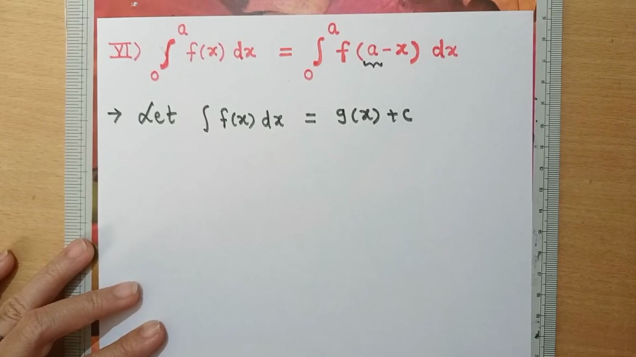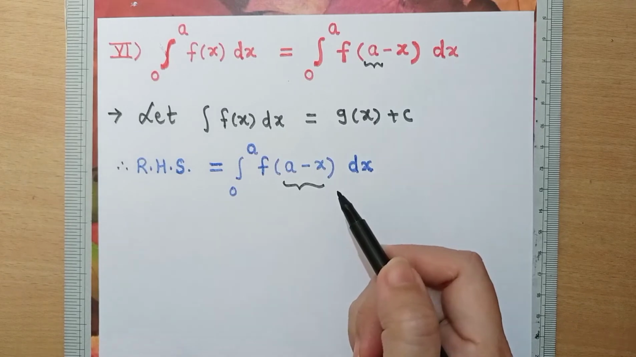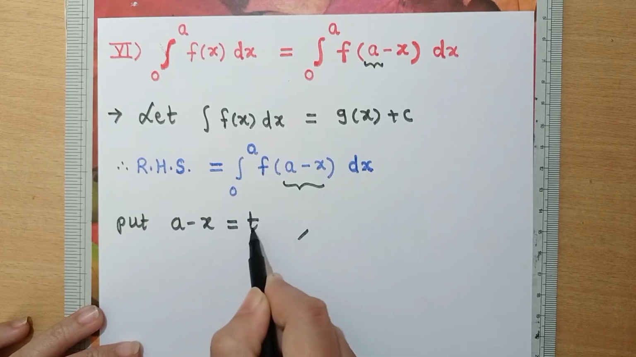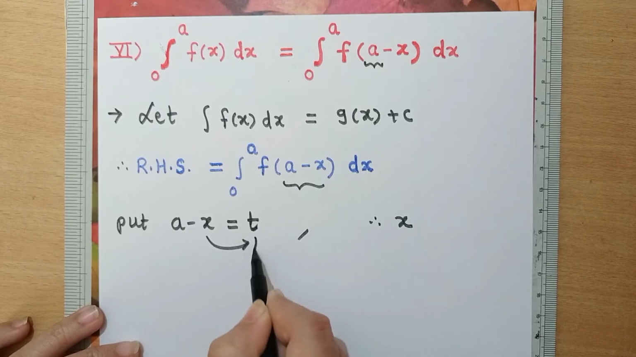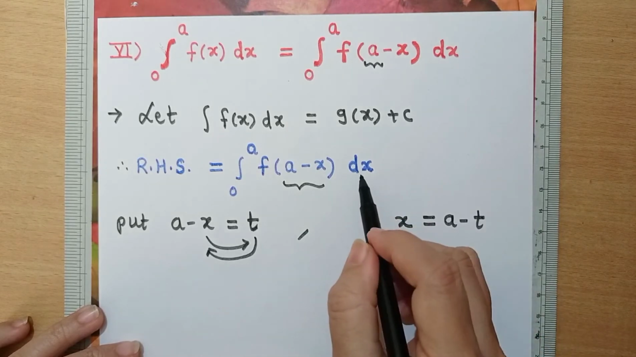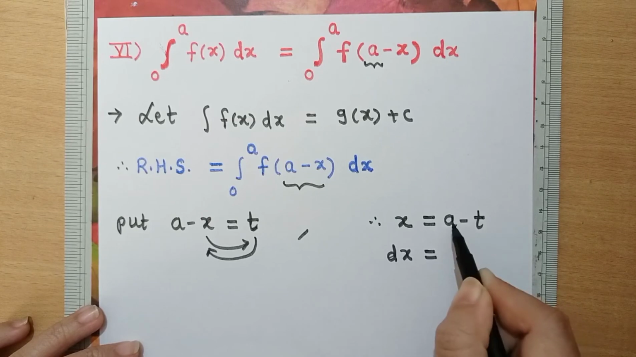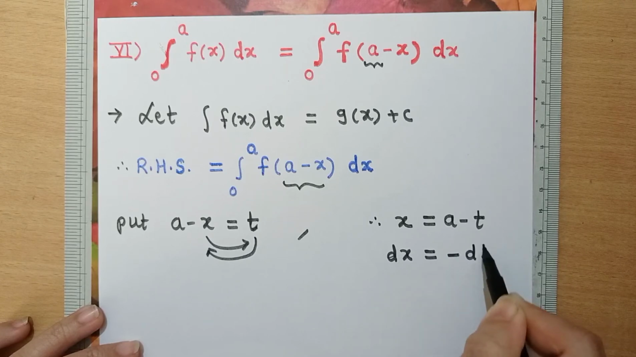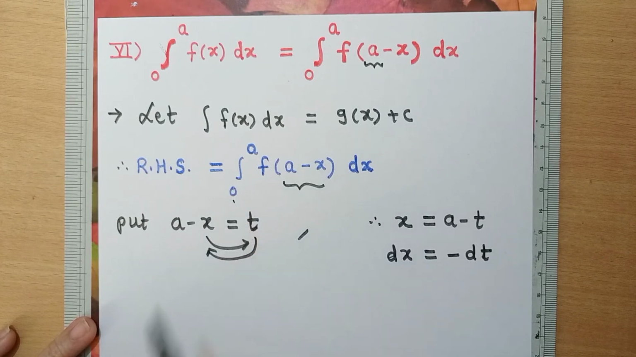Now start from this RHS, and same as previous one we will substitute a minus x equal to t. Now we will keep this in terms of x, therefore we have to shift this x that side and t this side, so x is equal to a minus t. Again we have to replace this dx also, so differentiating this, d of x equals, since a is constant, its derivative is 0, and simply we will write here minus dt.